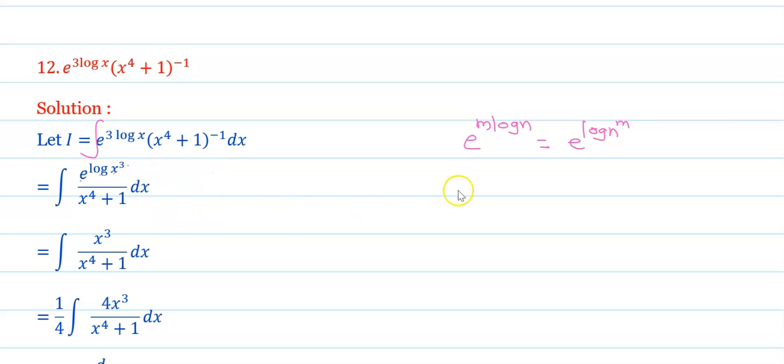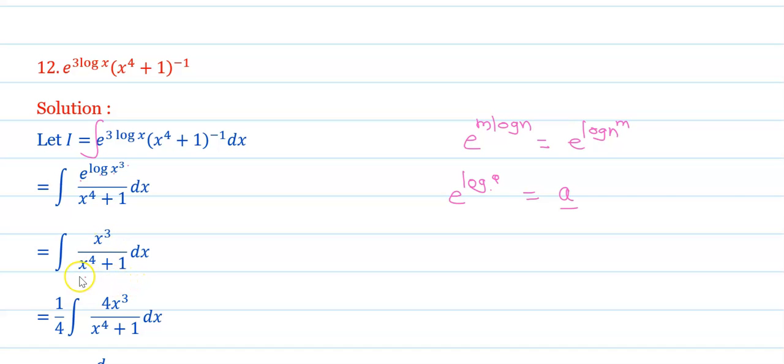Next, we have one more formula, e raised to log of a to the base e. Here, if e is there, then it's okay; if not, we treat it as e, and hence its answer is a. Similarly here, e raised to log of x cube, its answer is x cube. Now here, the integral of x cube upon x raised to 4 plus 1.